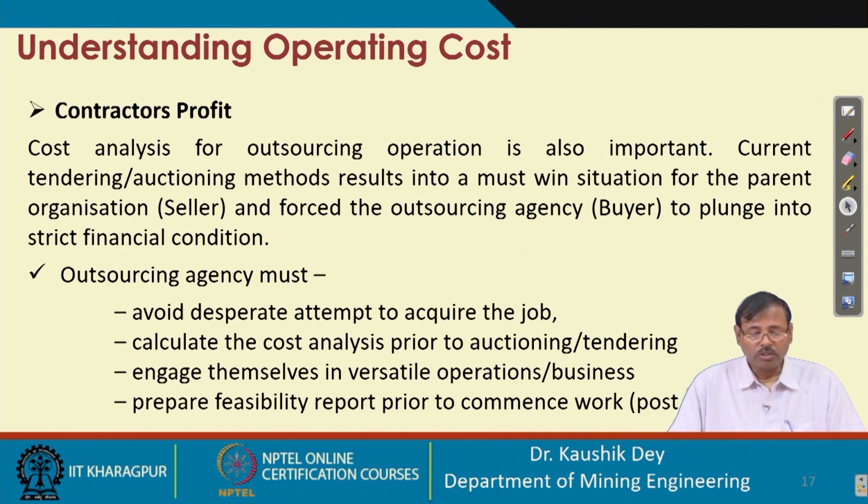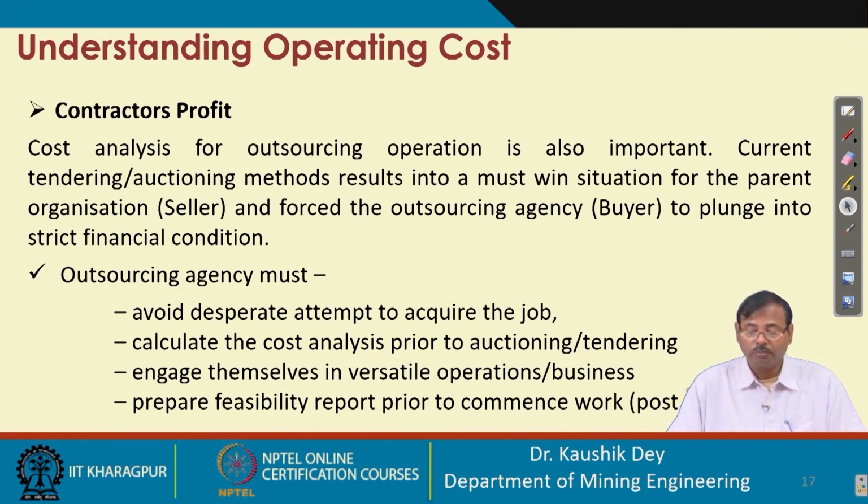It is not only the outsourcing agency, but the mine authority must also find a way to avoid desperate attempts to acquire the job, and there must be a cost calculation prior to auctioning and tendering, so that an impossible price should not be quoted there. And the outsourcing organization must engage themselves in versatile operations, so that recession at one place can be overcome by another place. Those things are very important. Loss at one project may be overcome with the profit of another project.